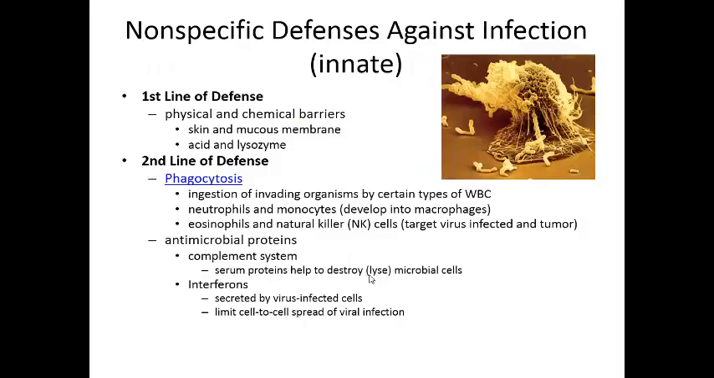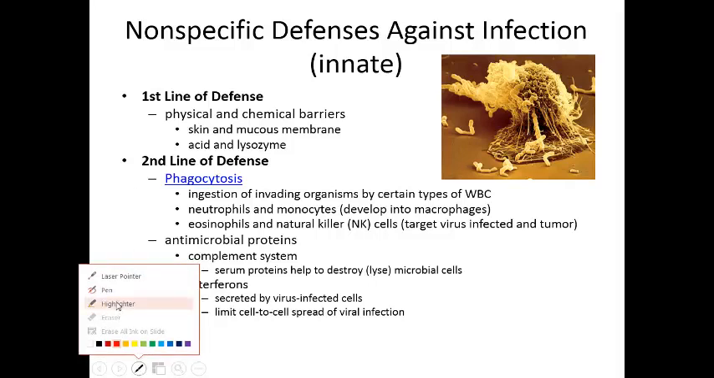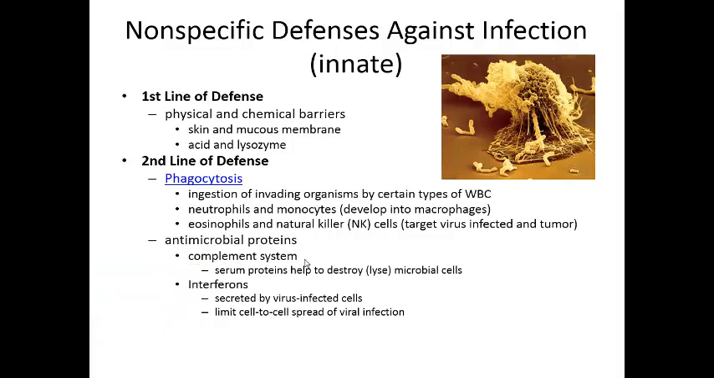There are two lines of defense. The first line of defense prevents foreign invaders from entering the body. They are the skin and your mucous membranes. The skin is a physical barrier preventing foreign invaders from entering your body, and mucous membranes are found any place where a microorganism can potentially enter your body. Areas like your eyes, your mouth, your nose, they all contain mucous membranes.